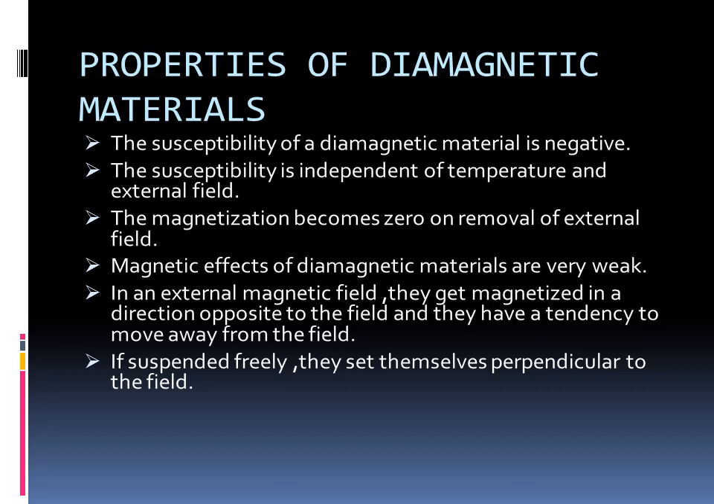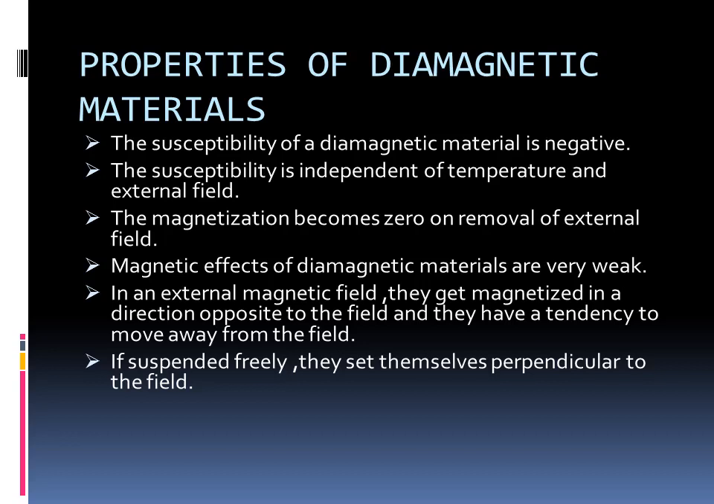Now, let's discuss some important properties of diamagnetic materials. A question arises in our mind: explain some different properties of diamagnetic materials. The answer is that the susceptibility of a diamagnetic material is negative. The susceptibility is independent of temperature and external field. The magnetization becomes zero on removal of external field. Magnetic effects of diamagnetic materials are very weak.